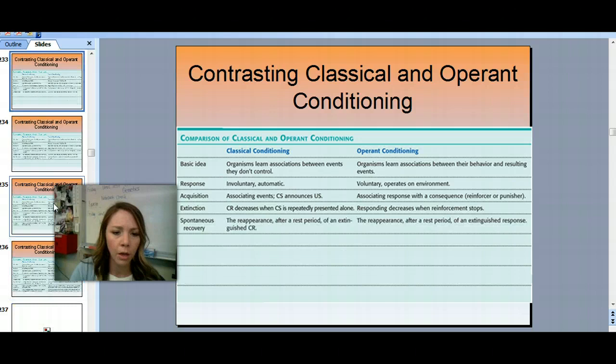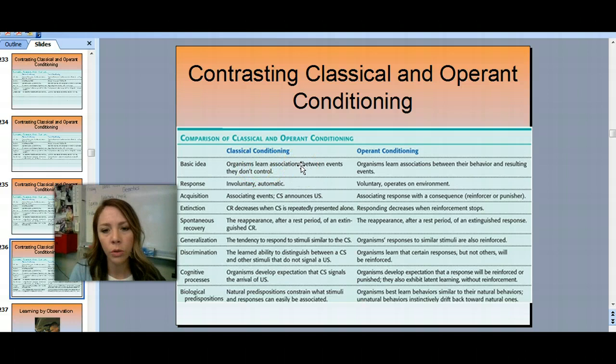Basic idea of classical conditioning, there are learned associations. Basic of operant, I associate things with behavior because of punishments. And so anytime I see punishments or rewards, it's operant. Classical are two things that are already there. So responses in classical are involuntary. Operant, totally voluntary. Acquisition, right? So you can read through these two things.